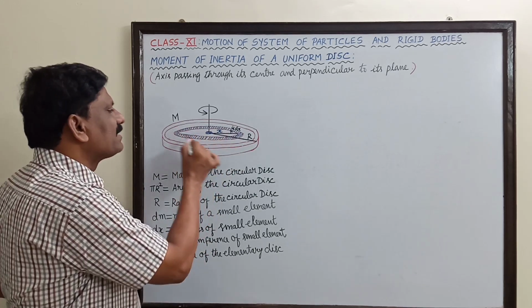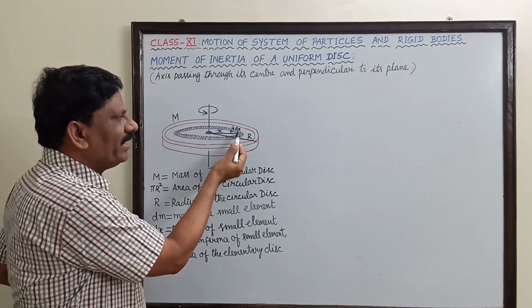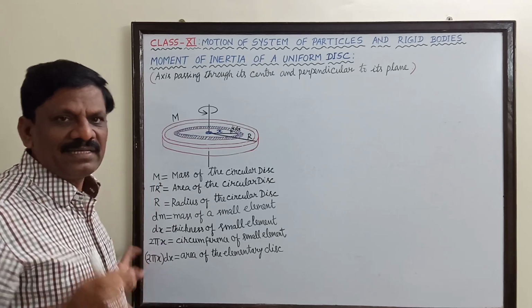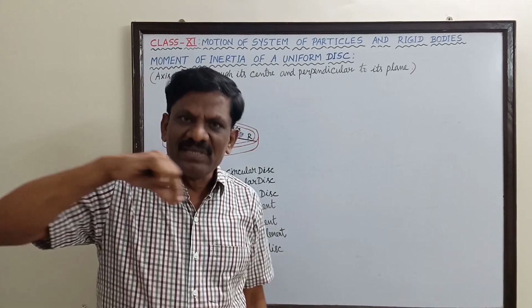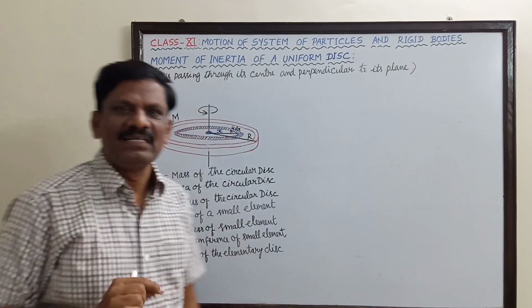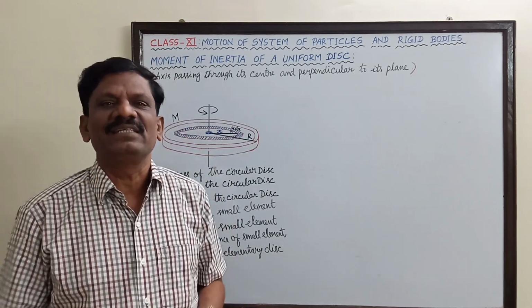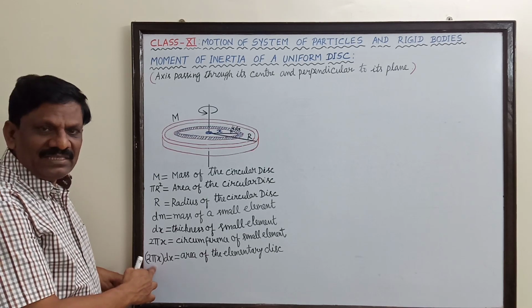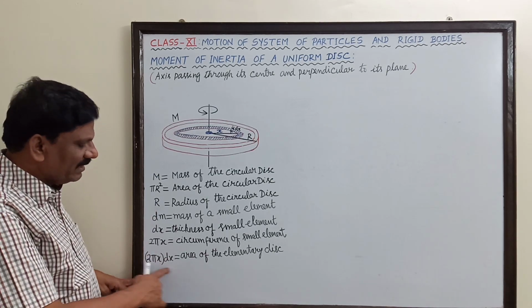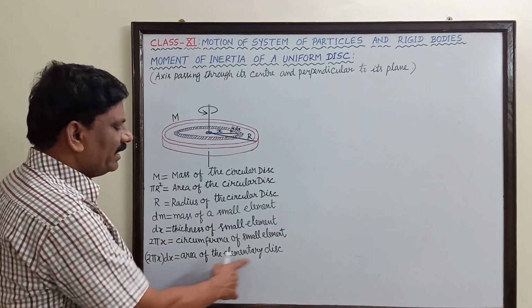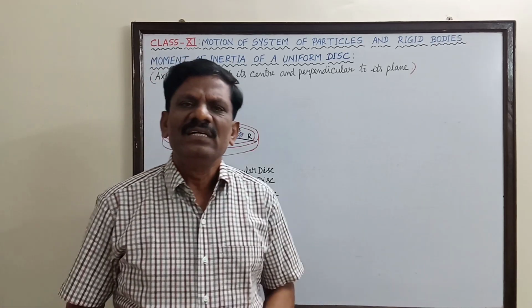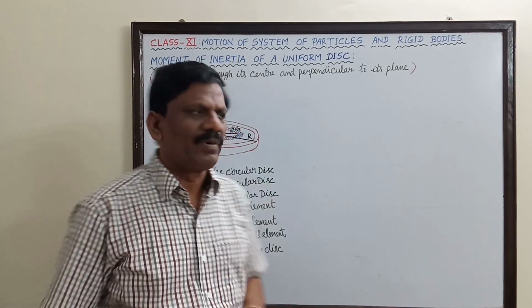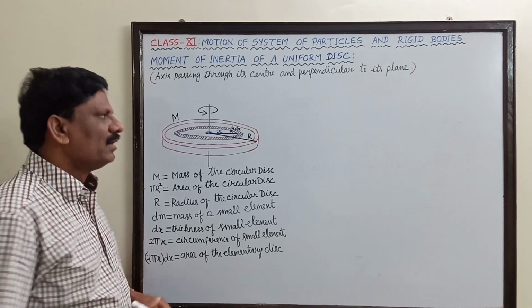So, 2 pi x is the circumference. If it is multiplied by the thickness, what you will get is the area of that elementary ring. Understand? This is the only point you have to understand. 2 pi x is the circumference of the elementary ring, its thickness is dx. If you multiply these two, you will get the area of the elementary ring or disk. No problem if we call it disk also.